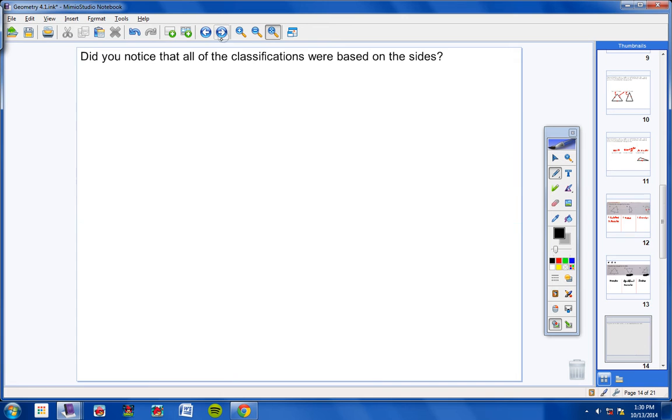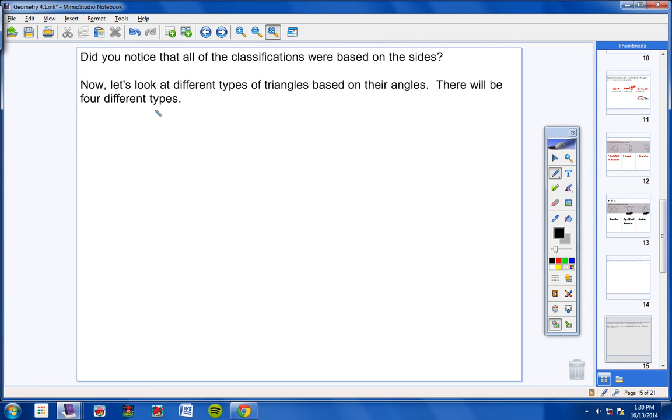All right, moving on. Now, students, did you notice that all the classifications that we just learned were based on the sides? Hopefully you noticed that, okay? Well, now let's look at different types of triangles based on their angles, okay? There will be 4 different types. So here we go. Copy this in your notes if you would, please.